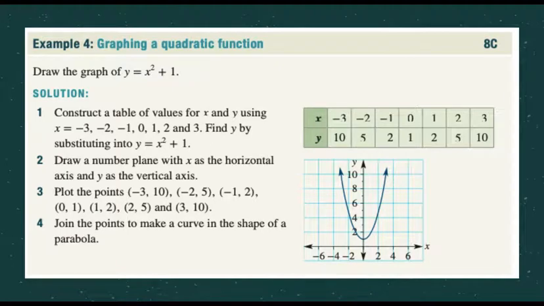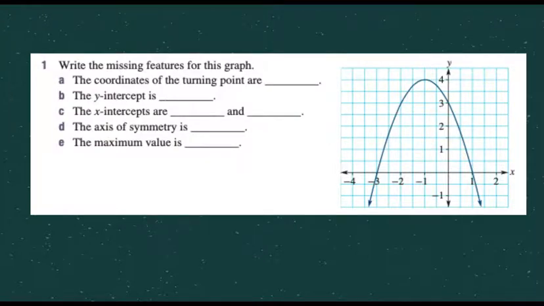Here is another example of drawing a quadratic function. Construct your table of values, put the values into a coordinate plane, and then join the points. If we look at this particular graph and some features, for example, the coordinates of the turning point here would be (-1, 4). The x-intercepts, as you can see, are -3 and 1. The y-intercept is (0, 3). The axis of symmetry is x equals -1. And the maximum value, because we don't really have a minimum value here, is 4, because that is the highest point of our graph.